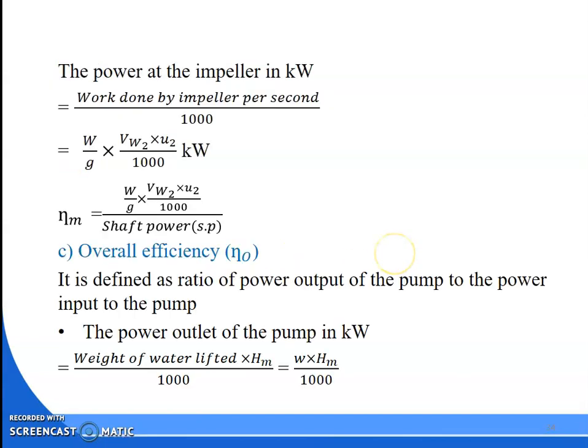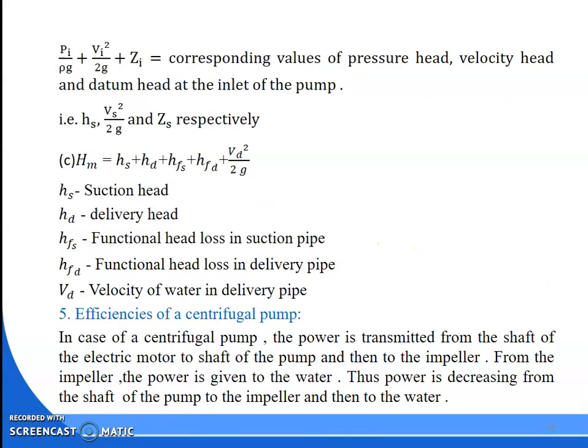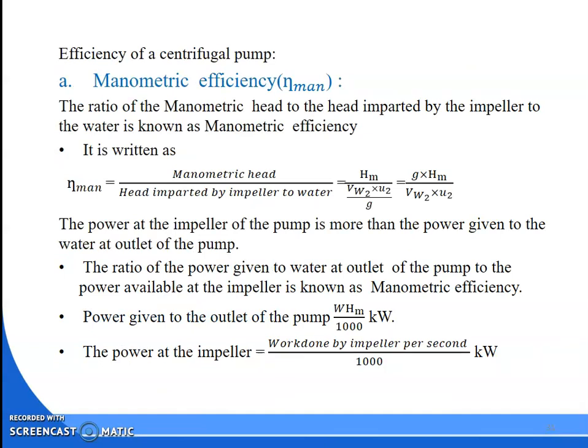Okay. So what was discussed? First we discussed the efficiency, manometric efficiency. What is manometric efficiency? We know that the shaft first gets the power, and from the shaft the power is imparted to the impeller, and from the impeller to the water. So what are we calculating? Manometric efficiency. Efficiency is always output by input. So what is your output? The power available at the water divided by the power available at the impeller.